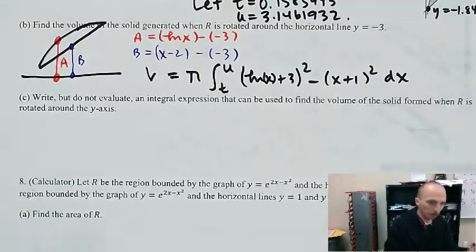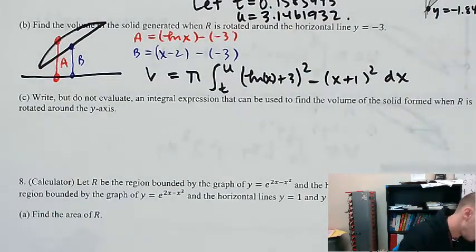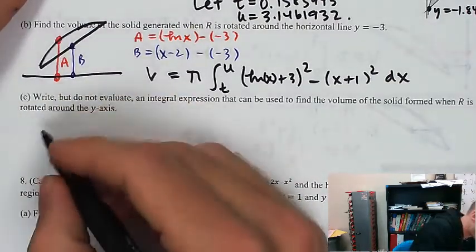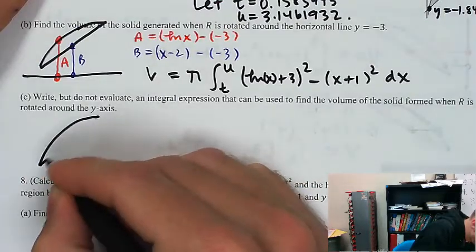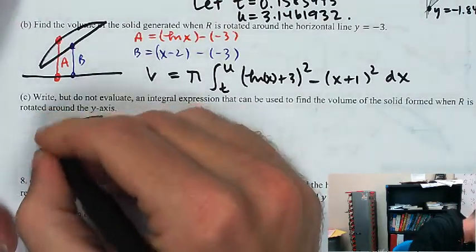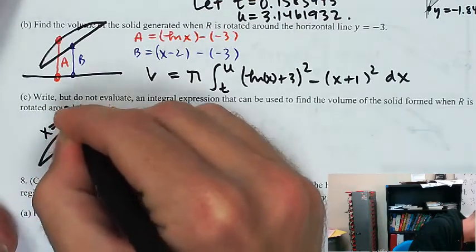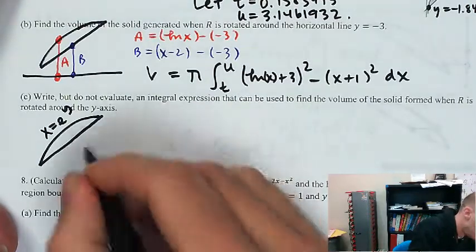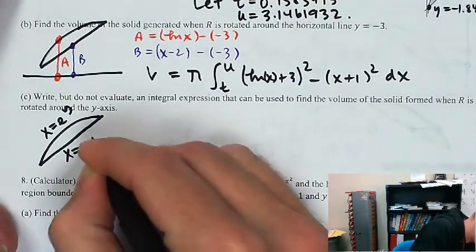We can run that through the calculator. And then lastly, we are going to write and not evaluate an integral expression that can be used to find the volume of the solid formed by rotating R around the y-axis. All right, this is y equals log x. This is x equals e to the y. And if this is y equals x minus 2, then I could add 2 to both sides, and x would equal y plus 2.